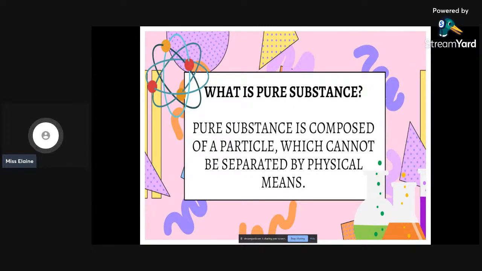The question is, what is pure substance? Pure substance is composed of particles which cannot be separated by physical means. What is the meaning of that? Do you have any idea or example? When you say physical means, it can be a change in terms of size, shape, or form, but the substance cannot be separated by physical means.